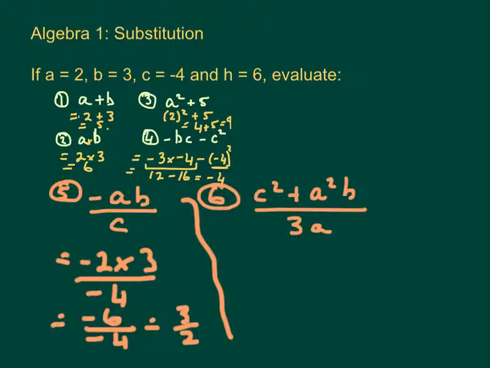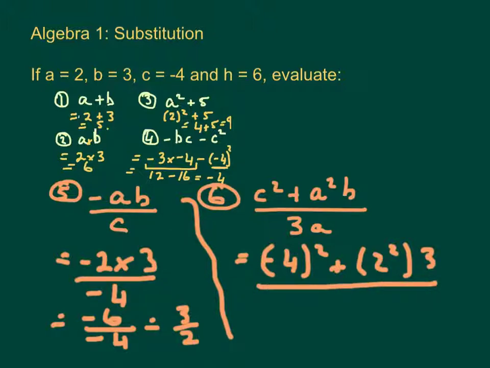C squared plus A squared times B. Alright, so C, remember, is negative 4. Negative 4 all squared plus, now what's A? A was 2, so it's 2 squared times B, which is 3. All over, we call that a vinculum, remember, a vinculum, so it's all over 3A, so it's 3 times 2.